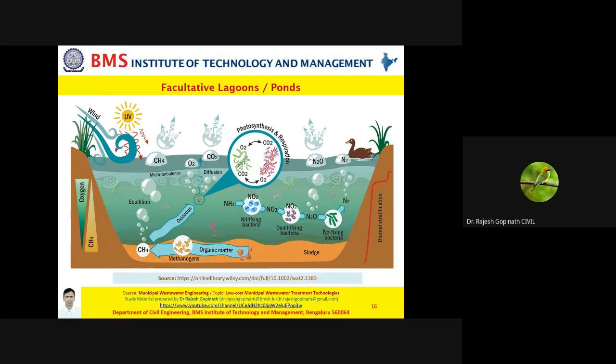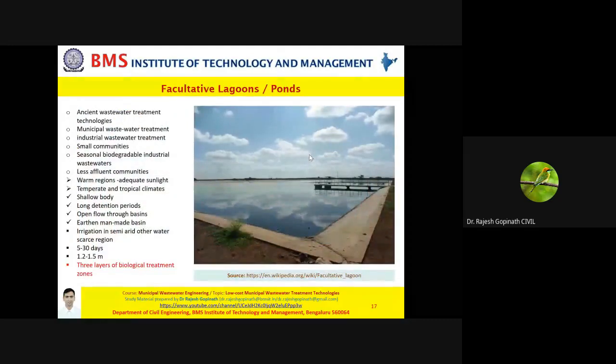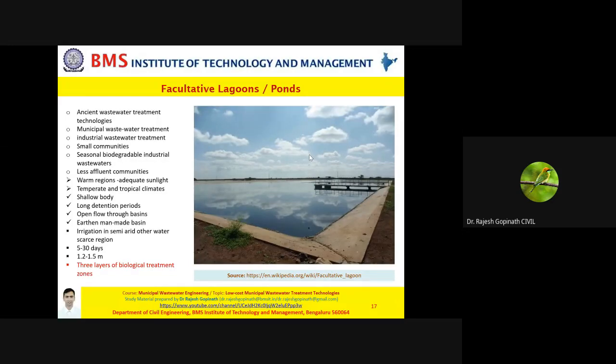My friends, this is the third system, facultative lagoons or facultative pond, wherein you have three processes simultaneously happening: aerobic process, anaerobic process, and the facultative process. Let's have some information with respect to this. When it comes to facultative lagoons or ponds, these are actually not new. They were existing before also, and this is basically something we term as biomimicry, by observing nature, something which our ancestors previously did.